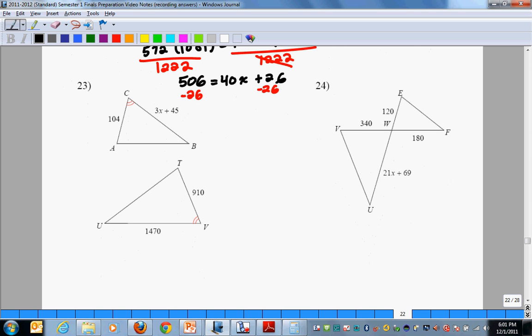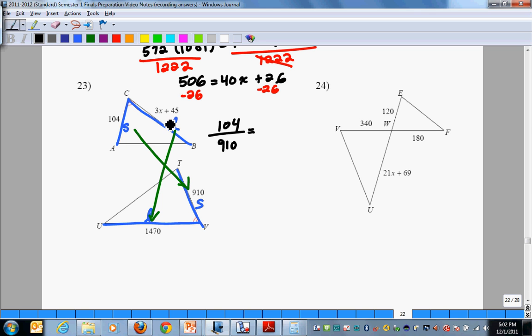Number 23, we want to match and mirror. So here, this is my short side, this is my long side. Here, this is my short side, this is my long side. So we're going to match. Short to short, long to long. So short to short, 104 over 910 equals long to long, 3x plus 45 over 1,470. Cross multiply.